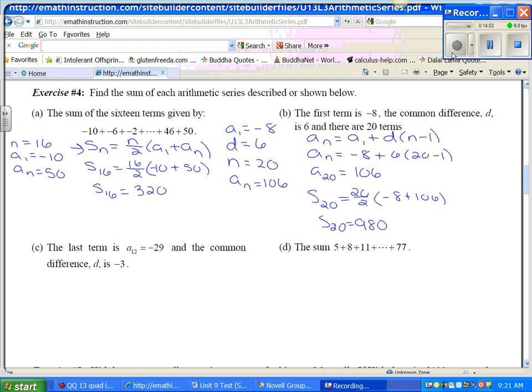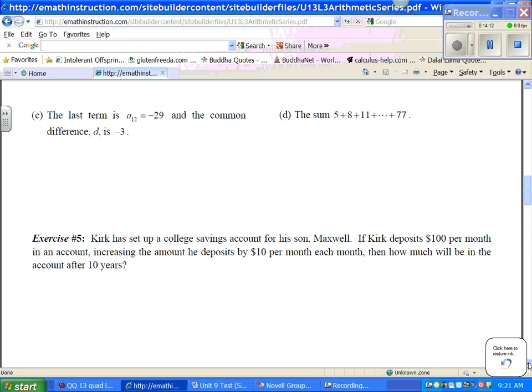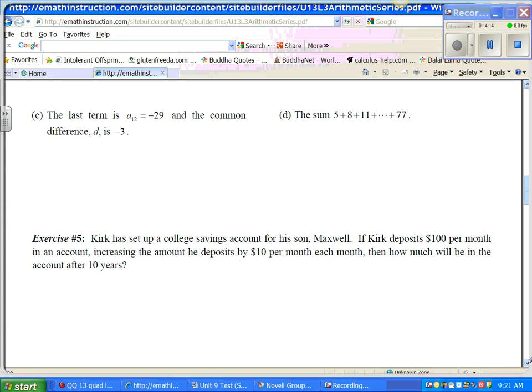Not so bad. All right, so let's look at C. The last term is a sub 12. A sub 12 is 29. I'm going to move this up. The common difference is negative 3. So what am I going to write down here? What do I know?